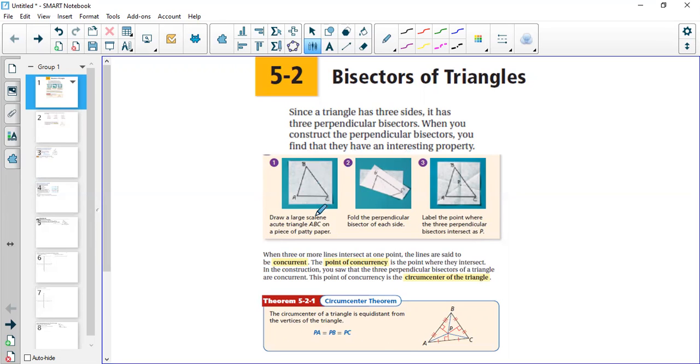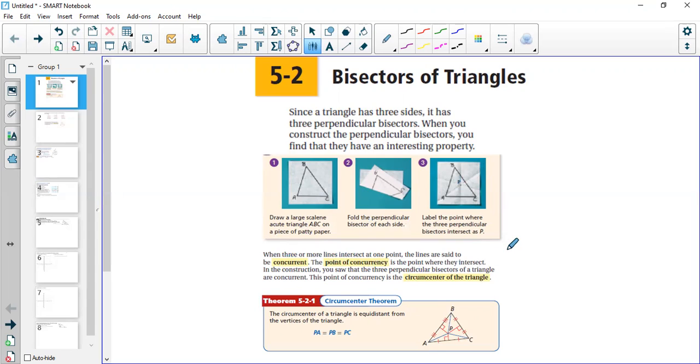Now definitely this is not the perfect way of doing it. If you're perfectly constructing perpendicular bisectors of triangles, you definitely need to use the compass and the ruler. But here they're just giving you a view of how it looks, right? Similarly, you will fold for all the three sides. If you fold all the three sides, finally you will find that there's a point where all these three perpendicular bisectors meet.